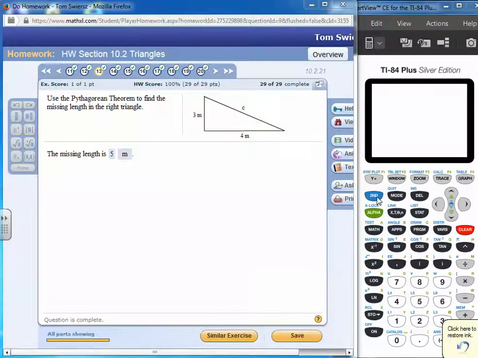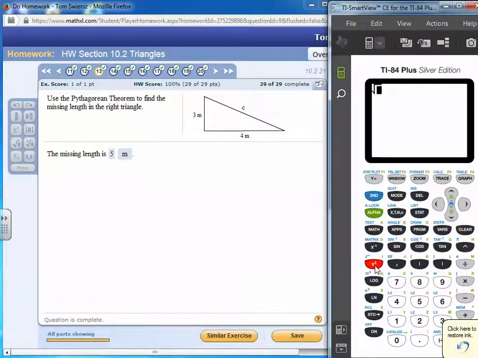If you do it on your calculator, you hit second x squared, and then you put in the number underneath the radical. Remember, it was 25. Hit the enter key, and you get 5, which is our correct answer. All right, very good.